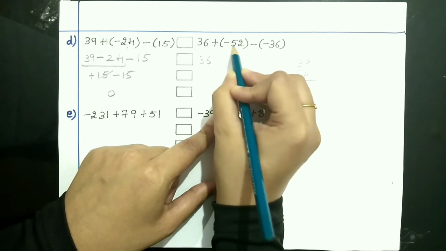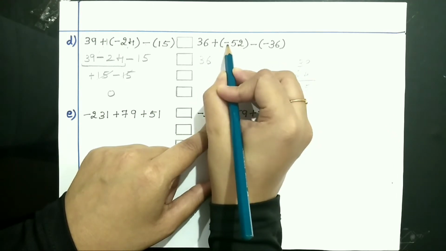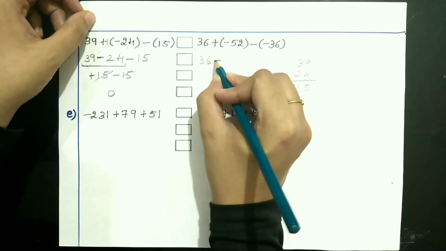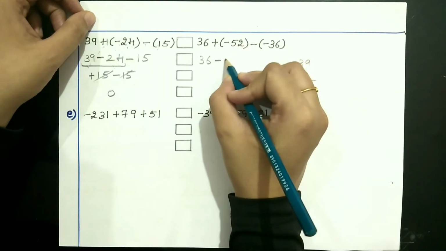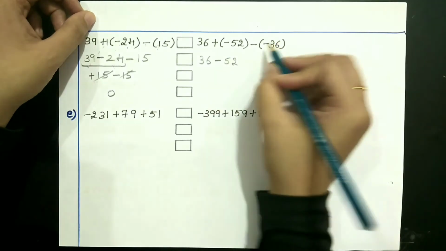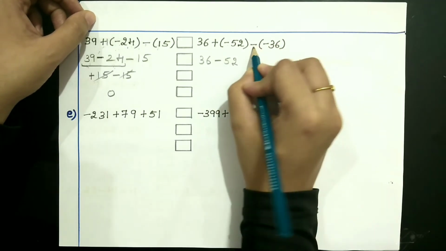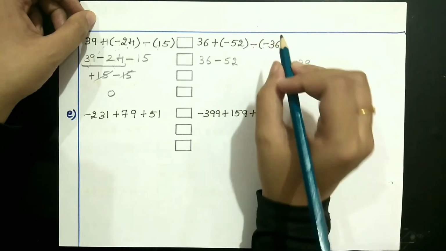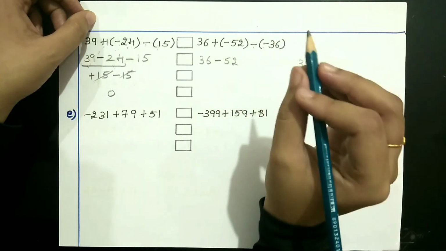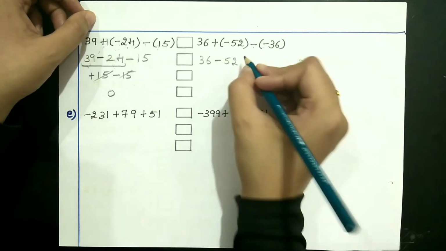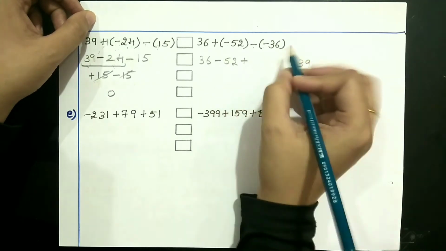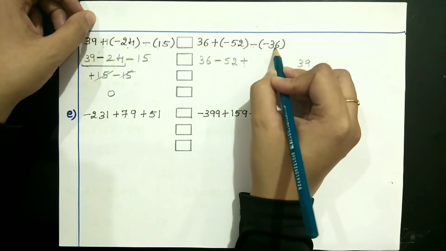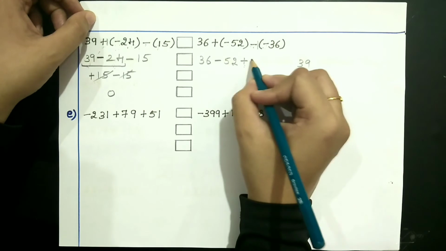I'll write down. Let us solve the brackets first. Plus and minus. Since the signs are different, you have to put which sign? Minus sign, and do multiplication. 52 ones is 52. Now here, since outside the bracket it is minus, inside the bracket also it is minus. Since the signs are same according to the rules of multiplication, which sign you have to put? You have to put plus sign. If the signs are same, you have to put here plus sign and do multiplication. 36 ones is how much? 36.